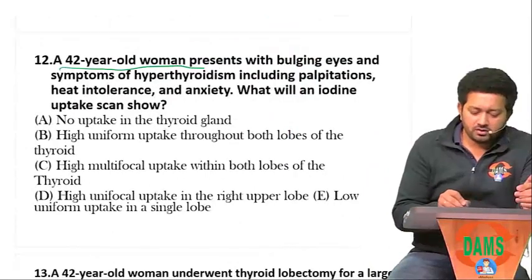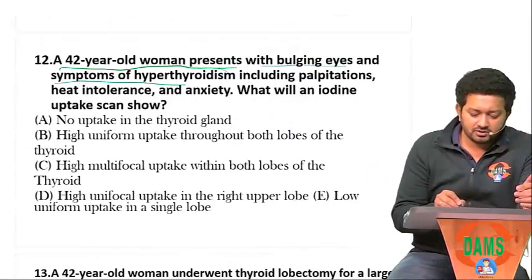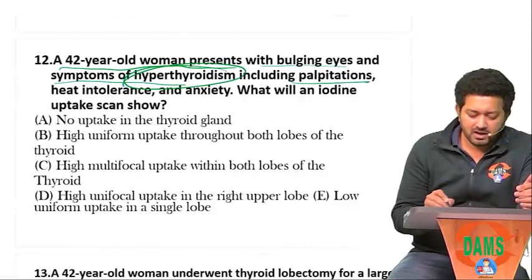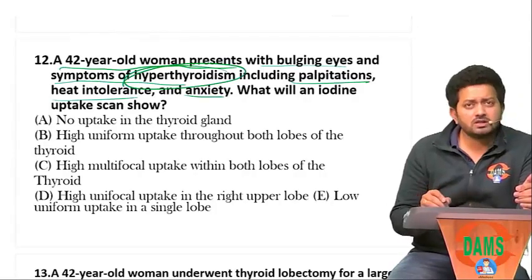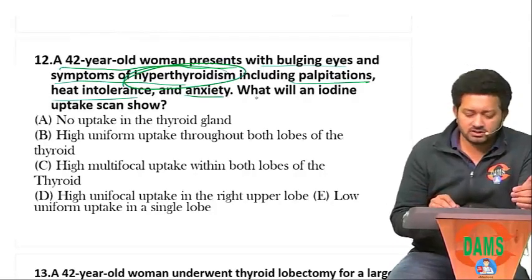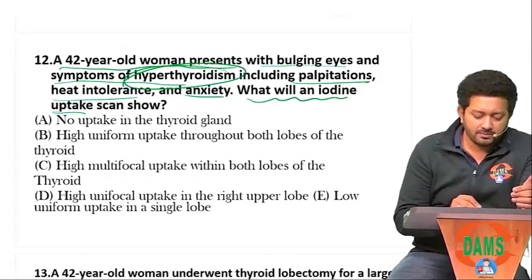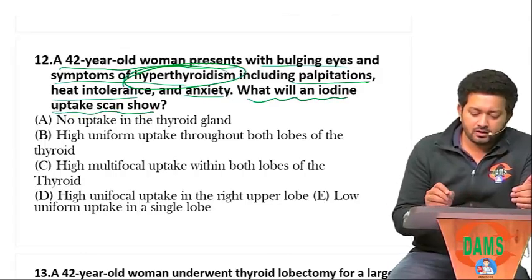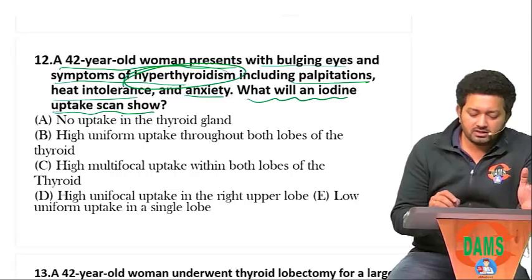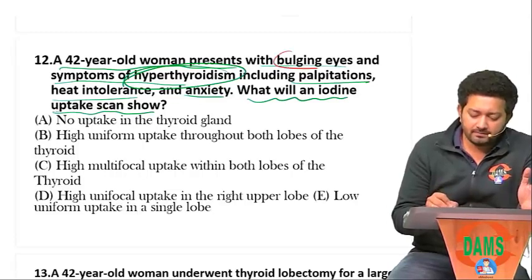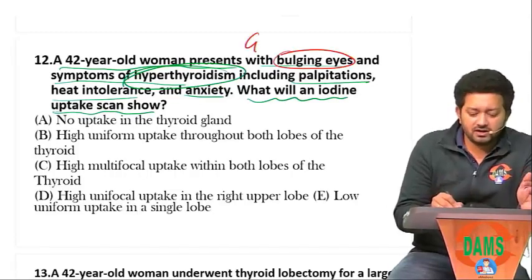Next question, a 42-year-old female, bulging eyes and symptoms of hyperthyroidism with palpitation, heat intolerance, anxiety. All these features are of thyrotoxicosis. What will an iodine uptake scan show? So all these symptoms are fitting. Bulging eyes is also there. It is fitting Graves' disease.